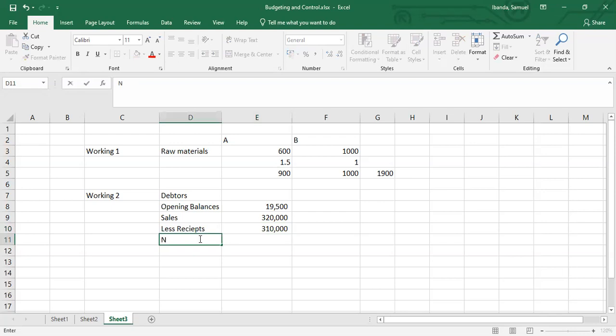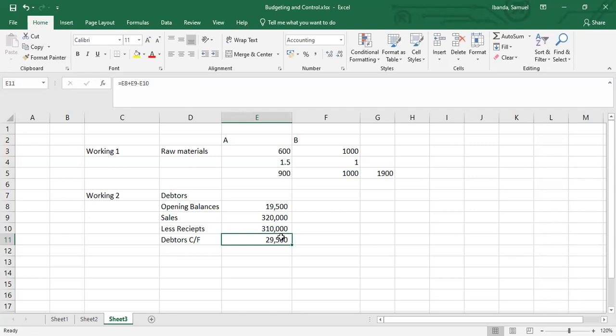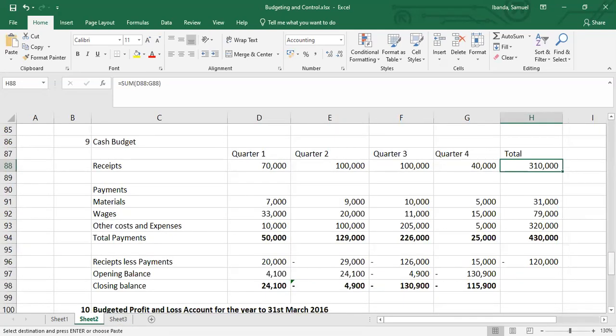That is why I'll get my debtors carried forward, which basically will be the 19,500 plus 320 minus the 310, to get 29,500. So this will be 29,500.